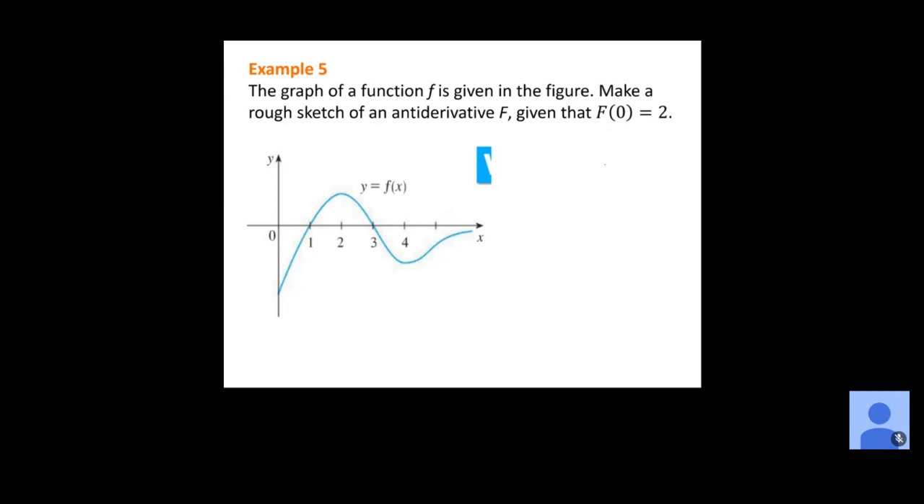So we know that big F of 0 is equal to 2. So where can we start our graph? At 2, right, on the y-axis. So there's our y-intercept. I'm going to come up here to +2. I'm going to put a point. Okay. So that's where we're starting from.